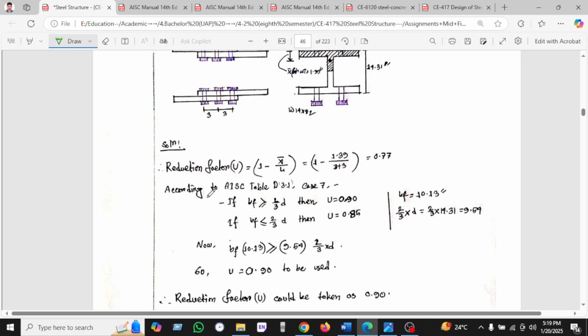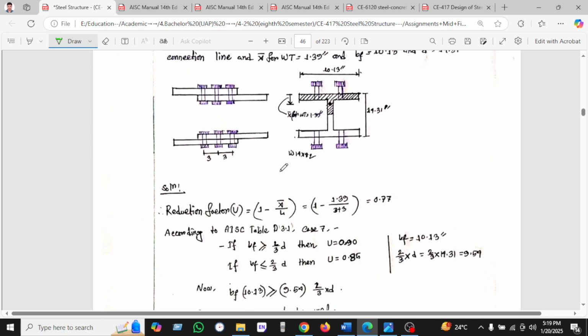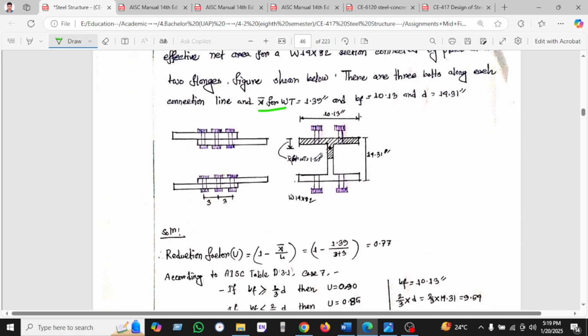So the solution will be given here. Reduction factor U equals 1 minus X bar over L. X bar is given in the question, which is 1.39, and L is the length. We have seen the maximum length 3 into 3, and the reduction factor is found to be 0.77.